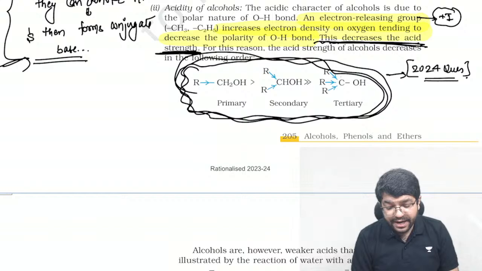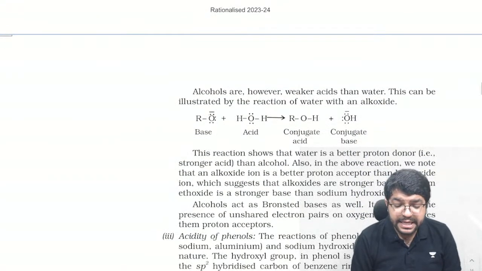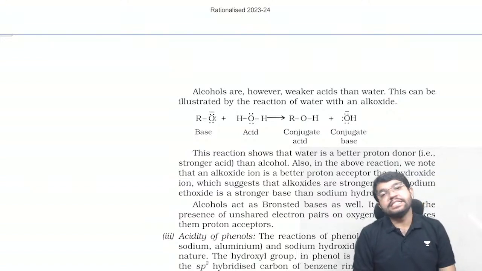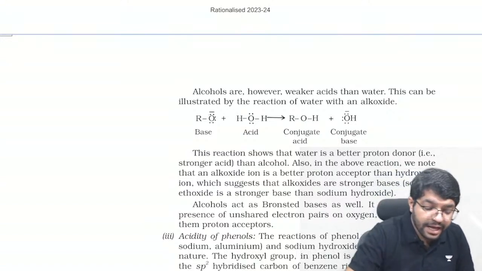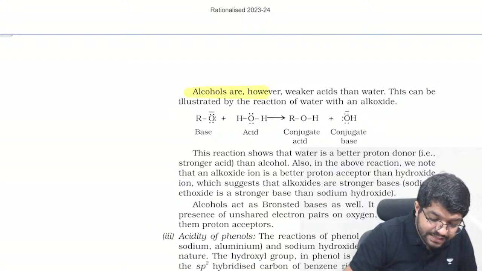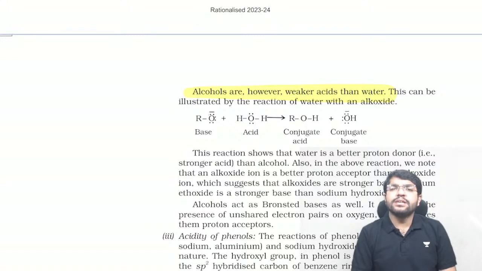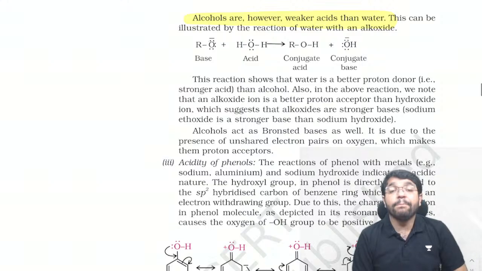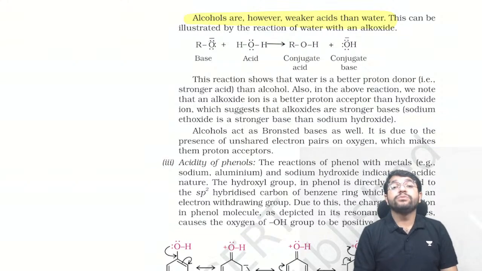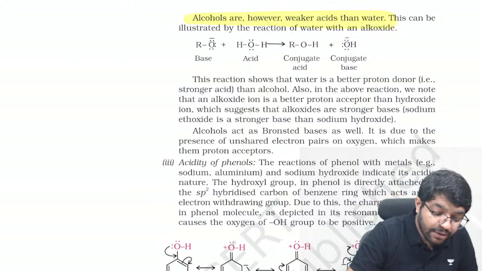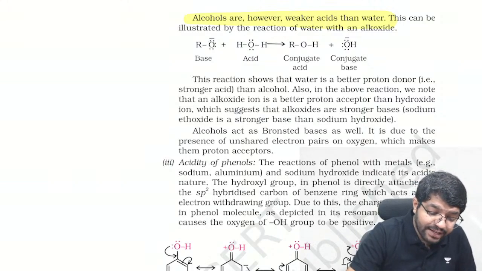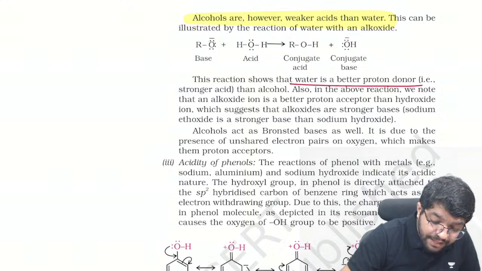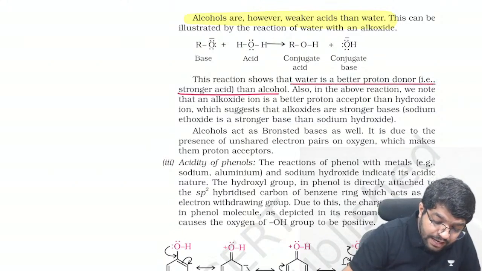However, it very clearly says that alcohols are weaker acids than water. Remember, this is important, sir. This could be because alcohols can take H plus from water. So if it happens, then water tends to lose H plus. This reaction shows that water is a better proton donor than alcohol. Most important statements, the most hidden statement of the NCRT. It very clearly says, sir, that water is a better proton donor than alcohol.